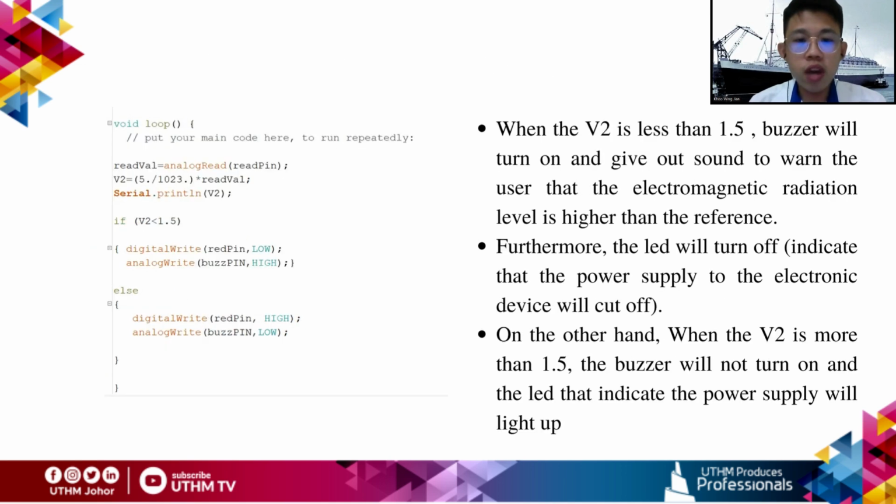When the V2 is less than 1.5, the buzzer will turn on and give out sound to warn the user that the electromagnetic radiation level is higher than the reference. Furthermore, the LED will turn off, indicating that the power supply to the electronic device will be cut off. On the other hand, when the V2 is more than 1.5, the buzzer will not turn on and the LED that indicates the power supply will light up.